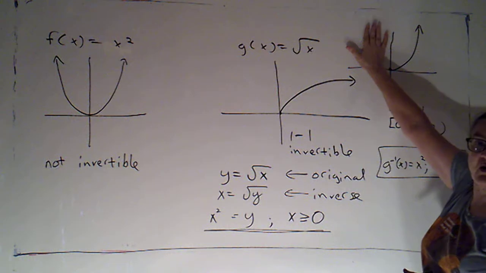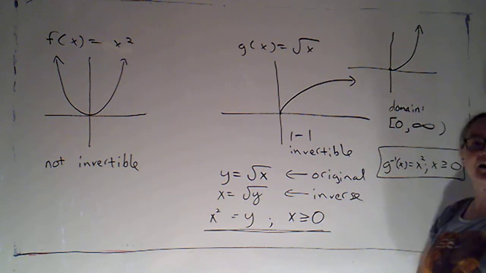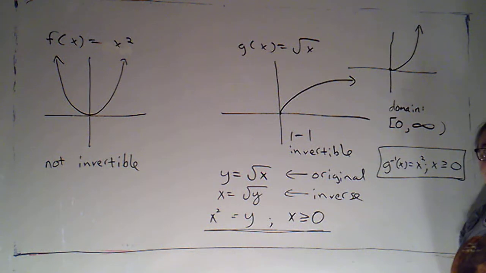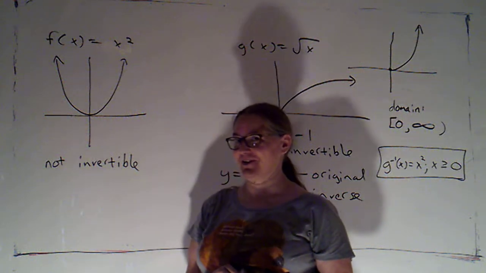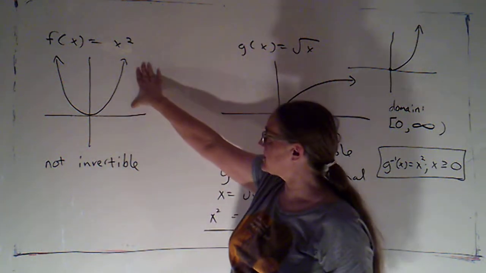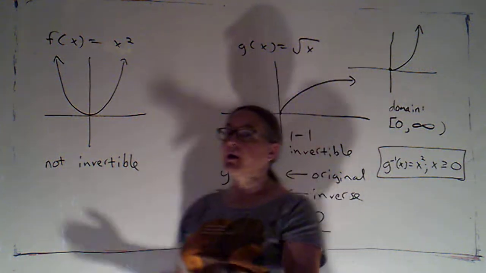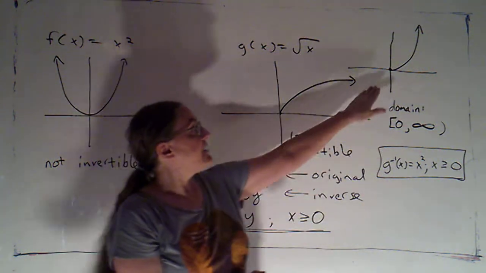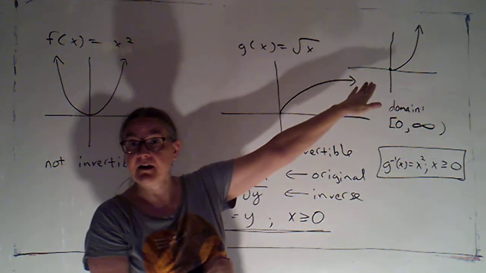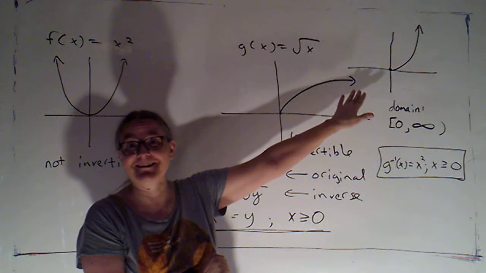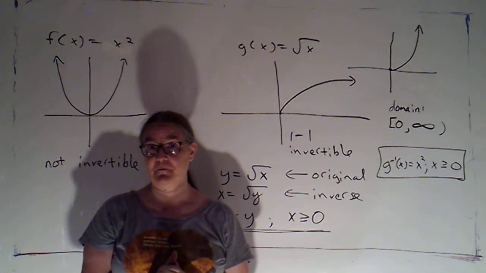If I restrict the domain and I get rid of the left half of the parabola, now I've got an invertible function. We will see this later this semester when we get to inverse trig functions. We're going to have functions that, just like the squaring function, fail the horizontal line test. And we're going to create new functions by restricting the domain so that we're working with just a portion of the graph so that we pass the horizontal line test, and those new functions will be invertible.